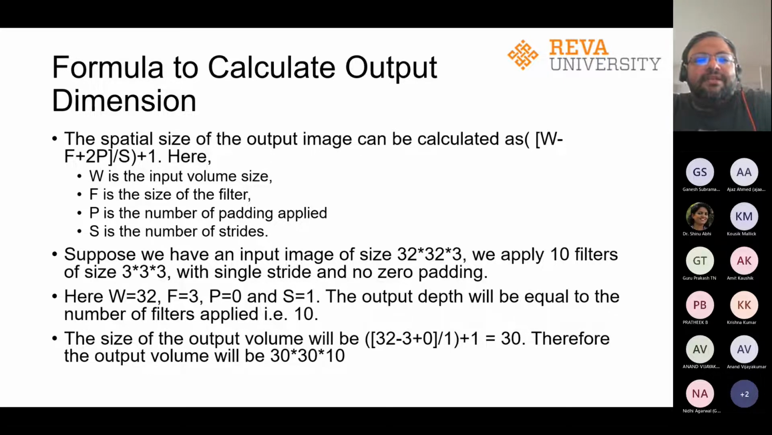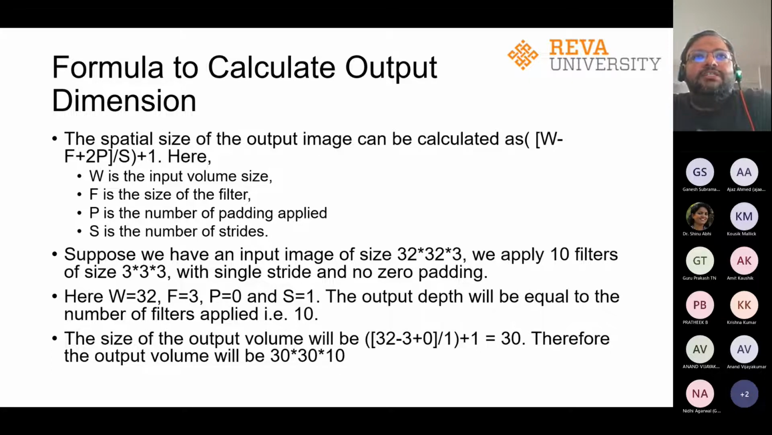Now, suppose we have an input image of size 32 into 32 into 3, and we apply 10 convolutional filters of size 3 into 3 into 3. What is the third dimension all about? It's because it's a colored image. Otherwise, it's a 3 into 3 convolution filter with single stride and no zero padding. So zero padding is not there, so P is equal to 0. Earlier I said 1 by mistake. Since zero padding is not there, your P will be 0.